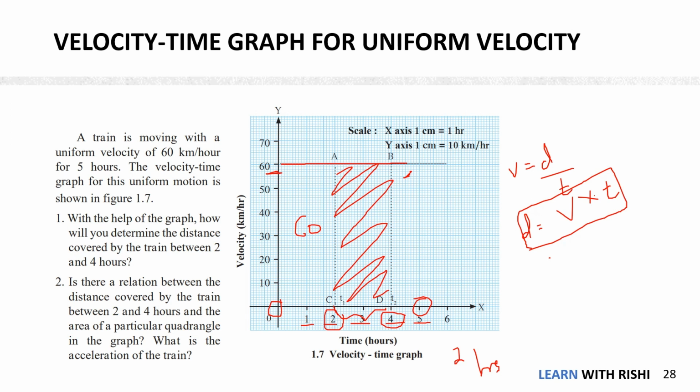I hope you understood how to plot a graph of velocity versus time, what the nature of that graph is, and what its application is. The application is that the area of a velocity versus time graph gives us distance, and with the help of that we can also find acceleration. So this is how a velocity versus time graph is plotted for uniform velocity.